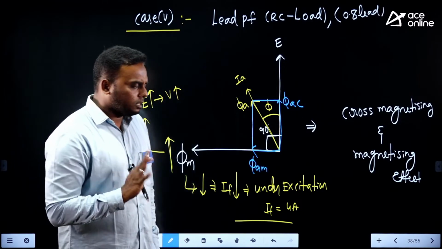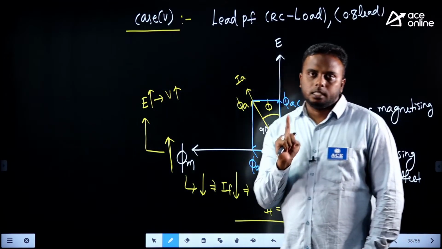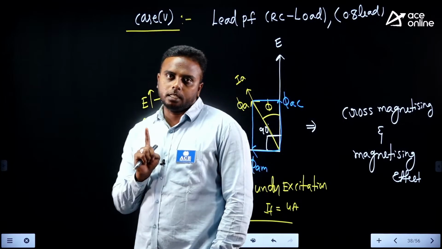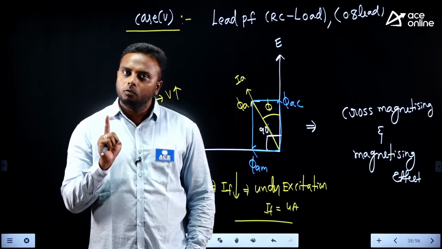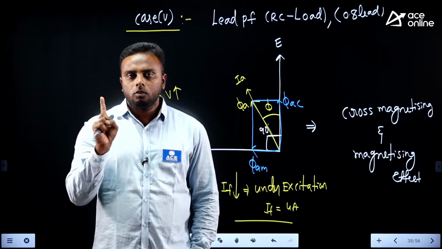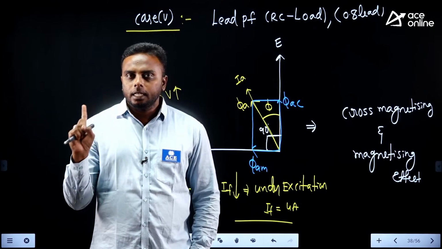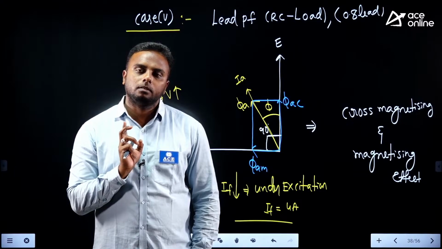So to avoid all these confusions, simply remember 3 points. When there is a resistive load, normal excitation. When there is only an inductive load, over excitation. Or what is the effect of armature reaction? Resistive load, cross magnetizing. When there is an inductive load, demagnetizing. When there is a capacitive load, magnetizing effect.